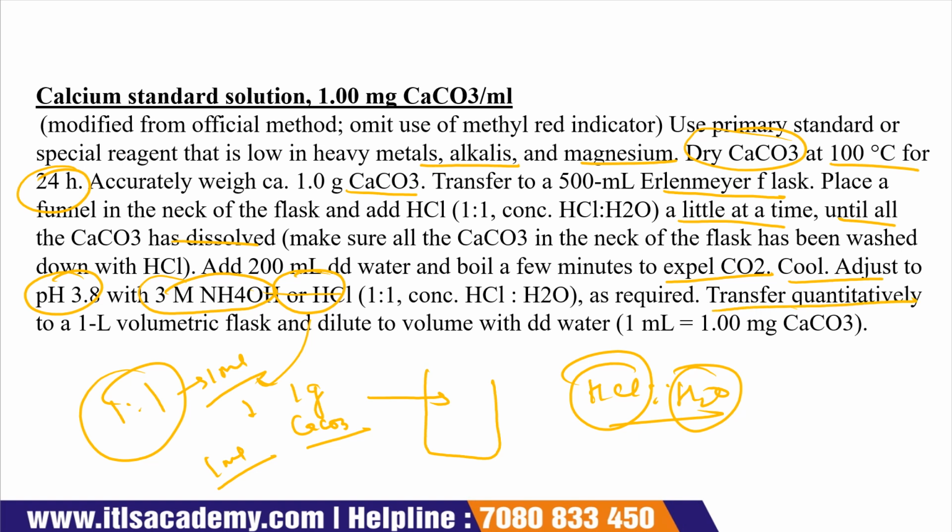Now after that we transfer it quantitatively to a 1 liter volumetric flask and dilute to volume with deionized water. That is, 1 ml is equal to 1 milligram of CaCO3.